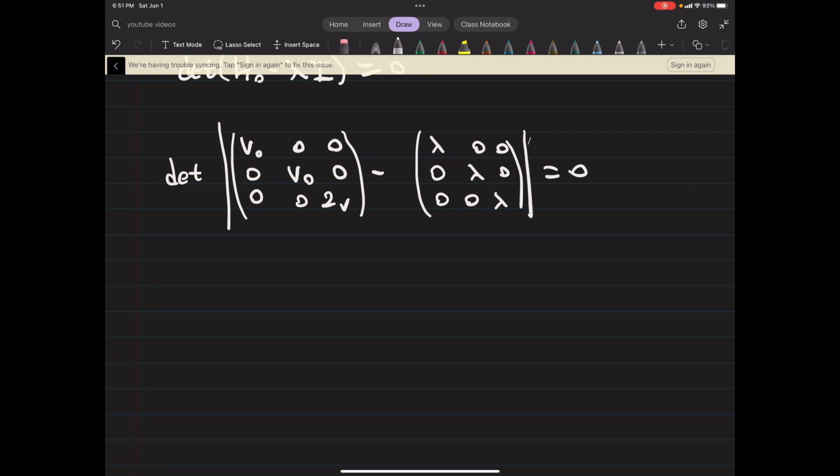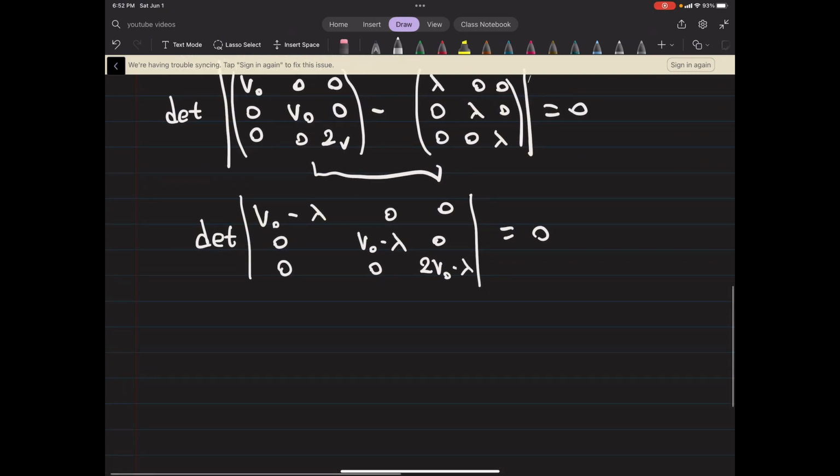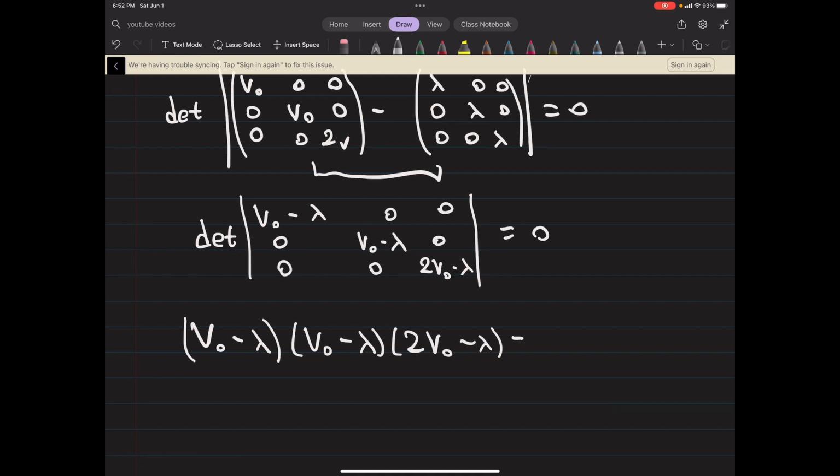Okay, so this is V naught minus lambda 0 0, 0 V naught minus lambda 0, 0 0 and then 2V naught minus lambda, just combining these two matrices, and that's equal to 0. So finding this determinant is pretty easy. I've done videos on how to find determinants if you're not too sure. So we'll have V naught minus lambda times V naught minus lambda times 2V naught minus lambda, and we're going to set that equal to 0.